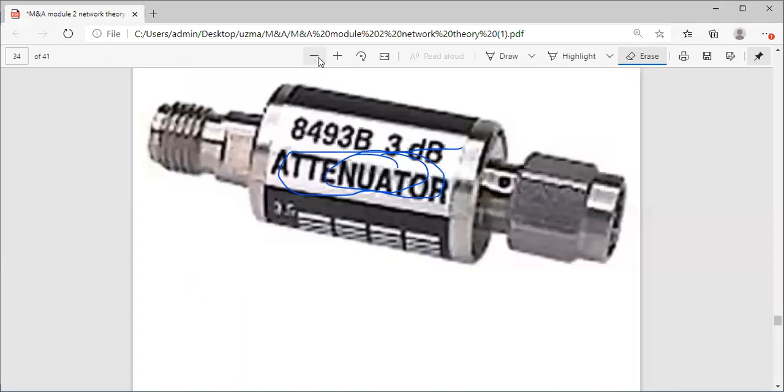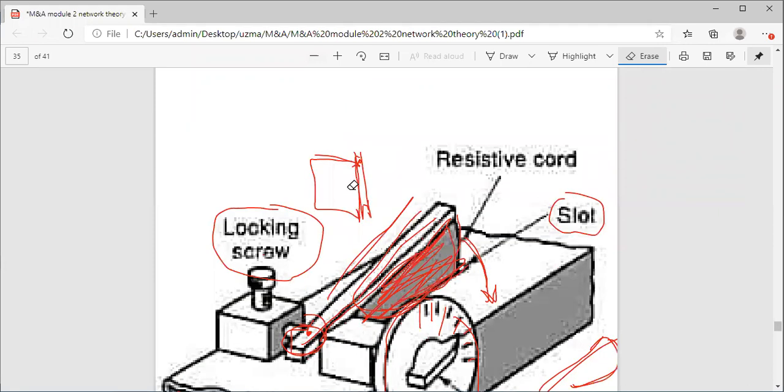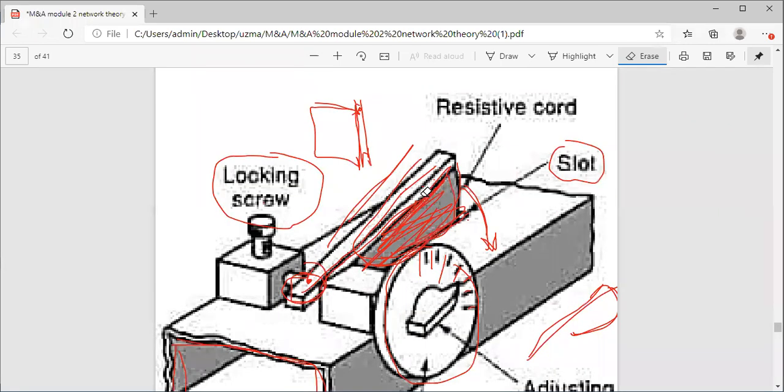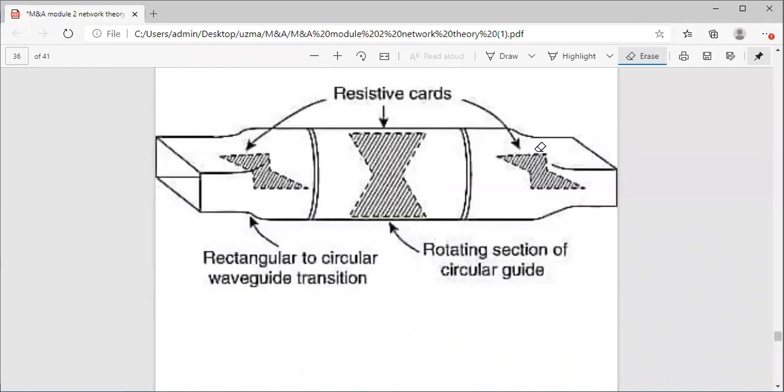This is your first type, coaxial. Second thing, I think I have not downloaded. The third one, this is your flap attenuator. And the structure which you are looking at, this is your rotary vane attenuator.